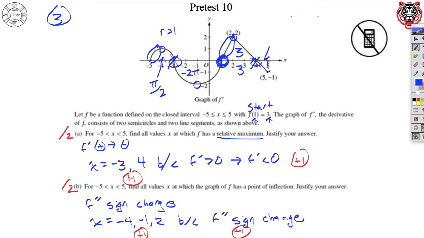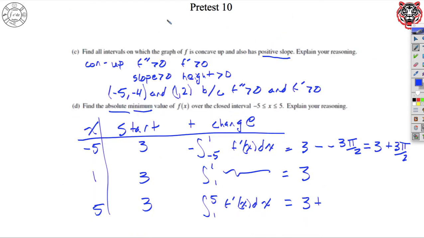And that area down here is -0.5. So when I add those together, I get 2.5. So we can say 3 plus 2.5. And that goes to 5, not an 8, 5.5.